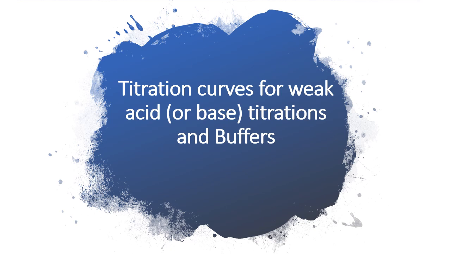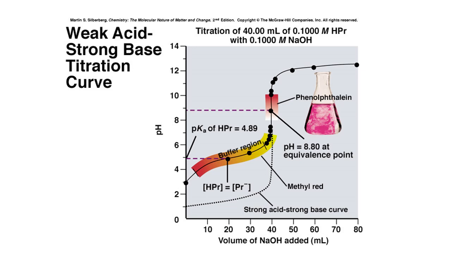Now that we've had a chance to look at the titration curves for strong acid and strong base titrations, we're going to look at the differences in our titration curves when we have a weak acid with a strong base or a weak base with a strong acid. Let's start by examining the difference between our strong acid, strong base curve and a weak acid, strong base curve.